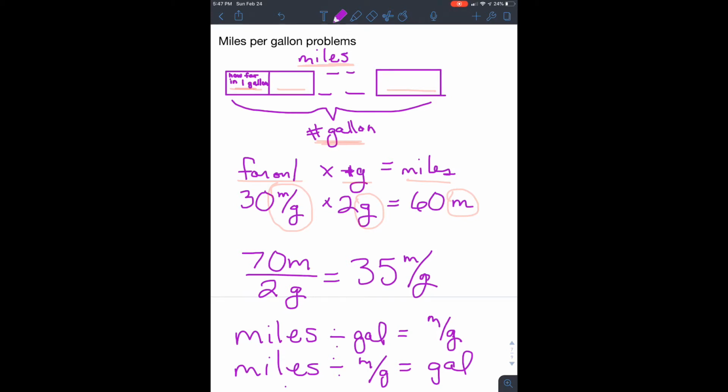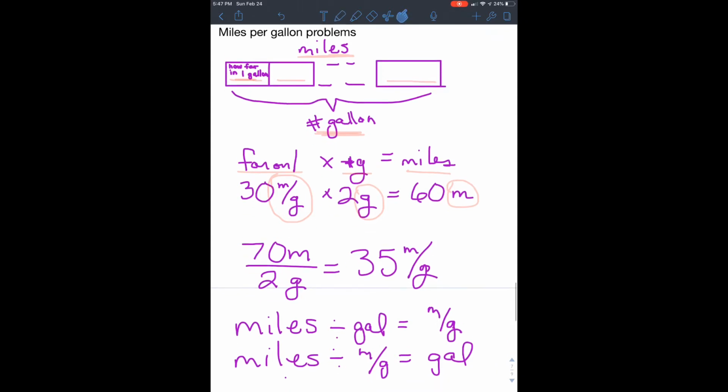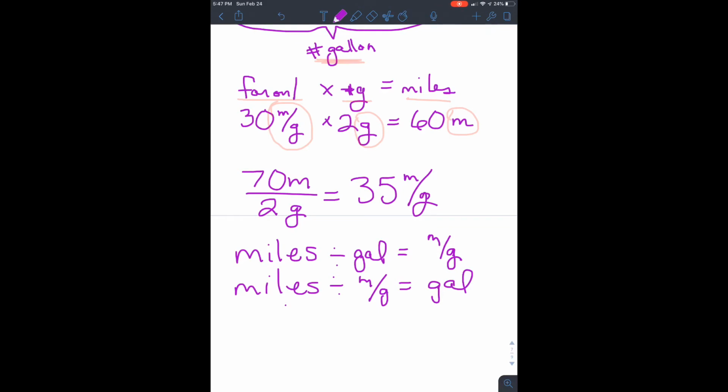Now, sometimes we're going to have one of our numbers actually be a variable. So if they told me you went, let's say, M miles, and you had 3 gallons of gas that you used in M miles, well, that's fine. You just put that variable in place of your number, and it's no problem at all. And then you put your miles per gallon out here.